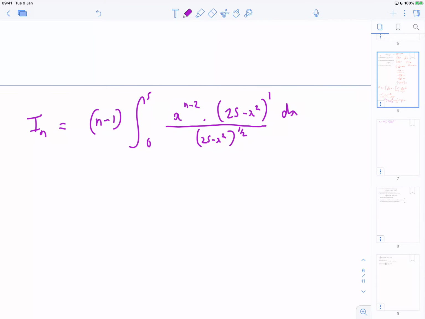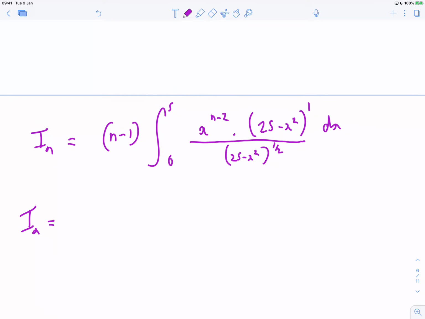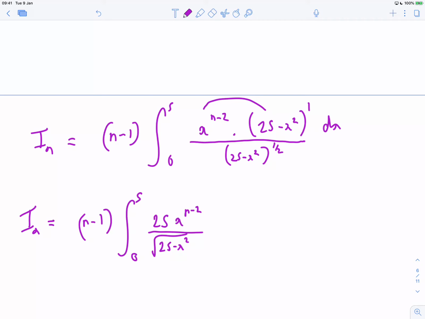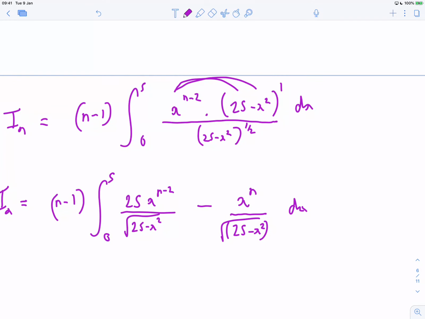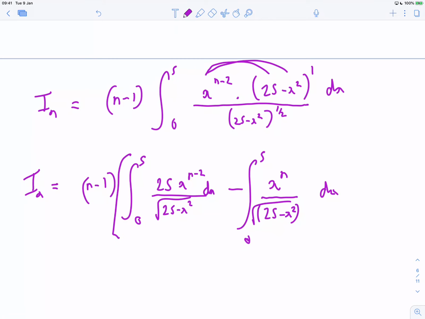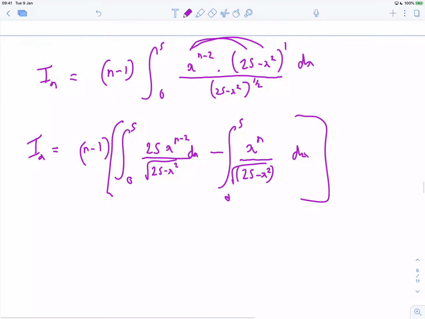Now, this is really good, because now I of n is going to be n minus 1 times the integral between 5 and 0 of, and then I can redistribute the top. I've got x to the n minus 2 times that, so I've actually got 25 lots of x to the n minus 2, all over 25 minus x squared square rooted, minus, and then x to the n minus 2 times x squared is just x to the n over 25 minus x squared square rooted dx. And now I can just put a dx there, integral there, 5 and 0, and I've split up the two integrals into their bits. Remember, they're both being multiplied by n minus 1.